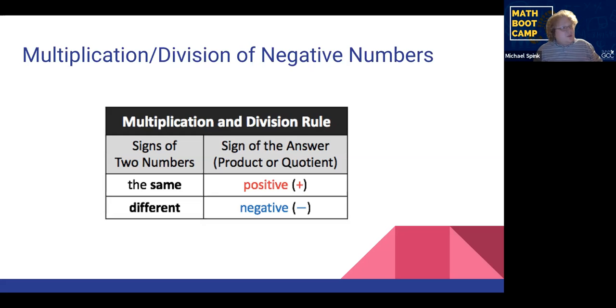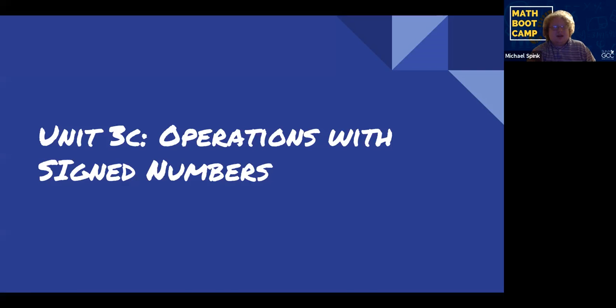In other words, if you count the number of negative signs and it's even, we're going to have a positive answer. If you count up how many negative signs you have and it's odd, then we will have a negative answer at the end. This was Unit 3C, Operation with Signed Numbers.